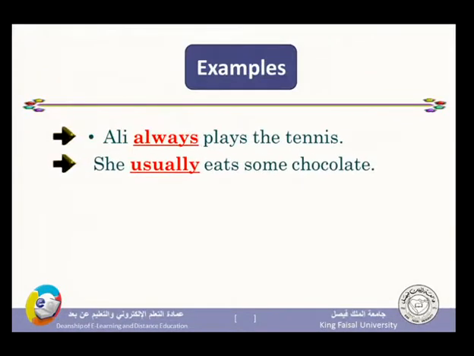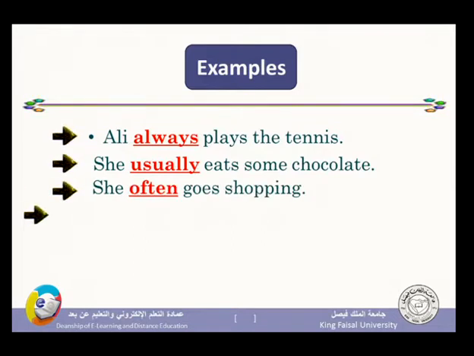Ali always plays football. Plays is a main verb, and always is located before it. She usually eats some chocolate. The same. And of course we add s to plays and eats because the subject is third person singular, where the suffix s is to be attached to the verb. To the main verb, I mean.